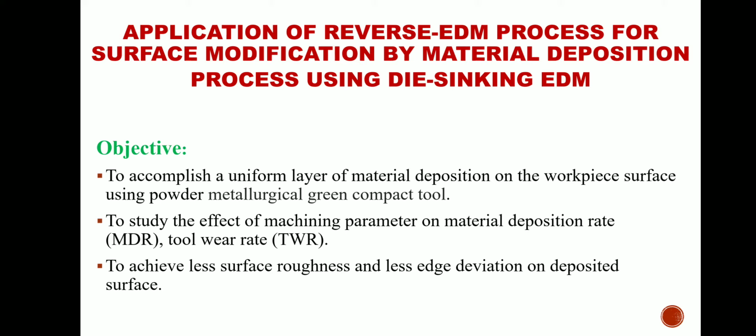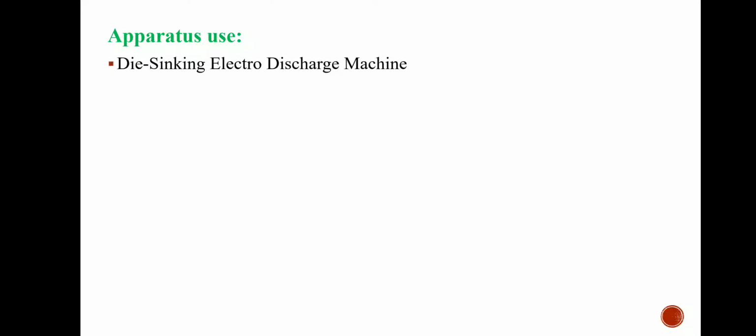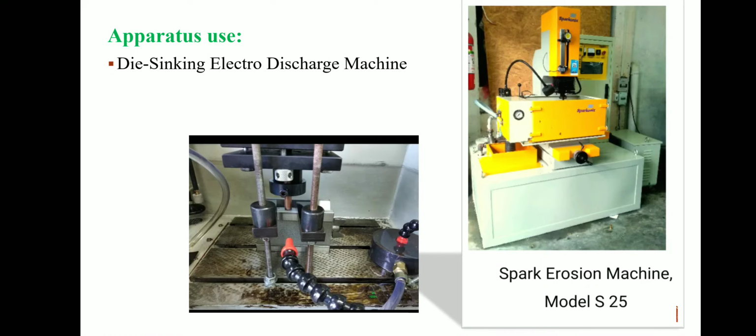Coming to the specification of the machine, the experimental work will be performed in die sinking EDM. The model specification of the machine is S25 series, made by Sparkonics India Private Limited. In the working tank, dielectric fluid like EDM oil DEF 92 can be used. The machining setup is shown here.